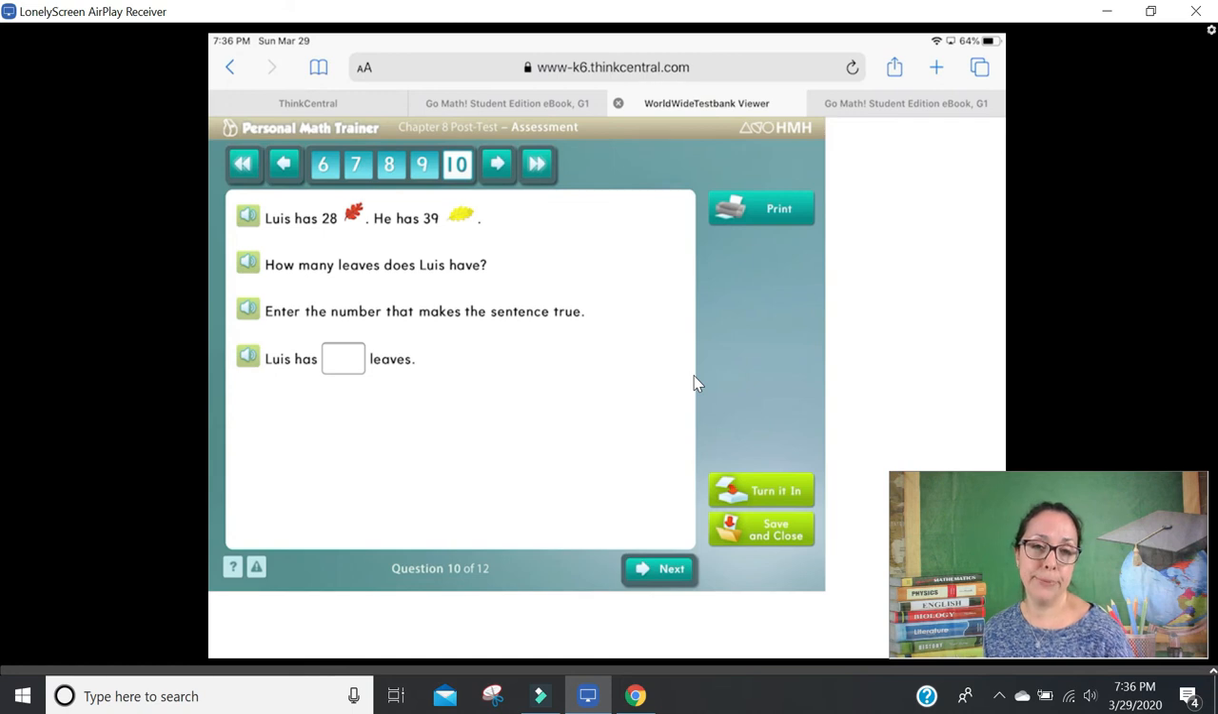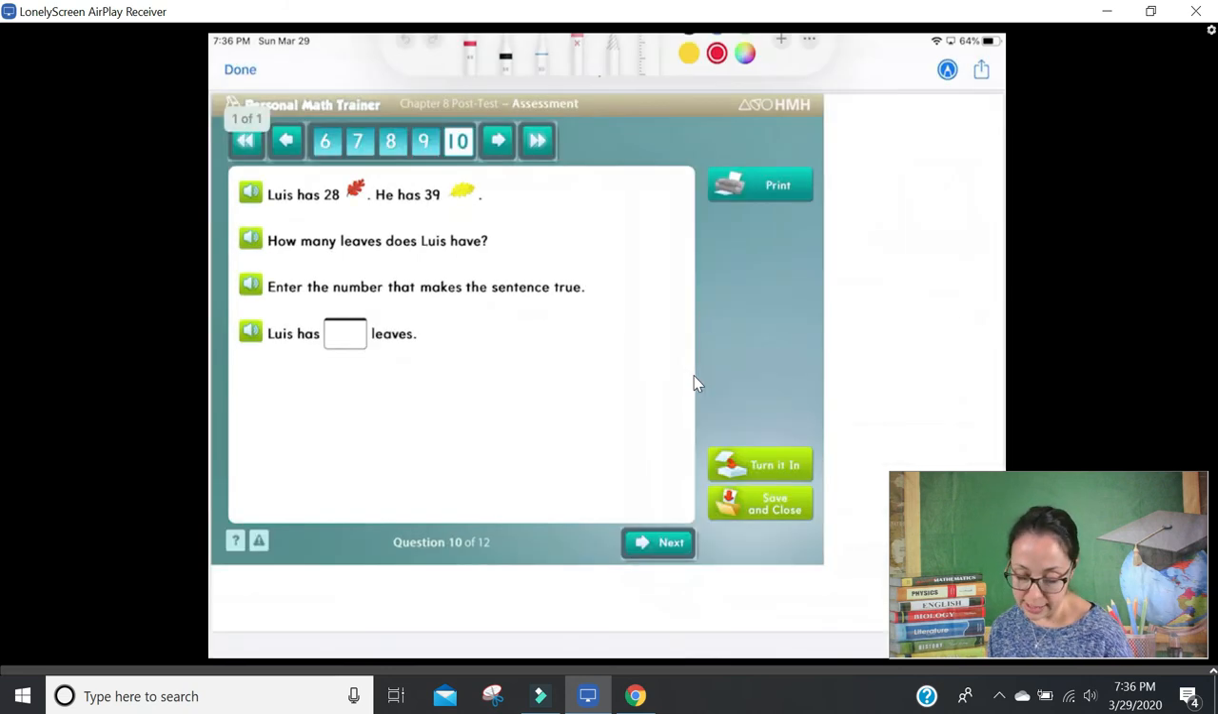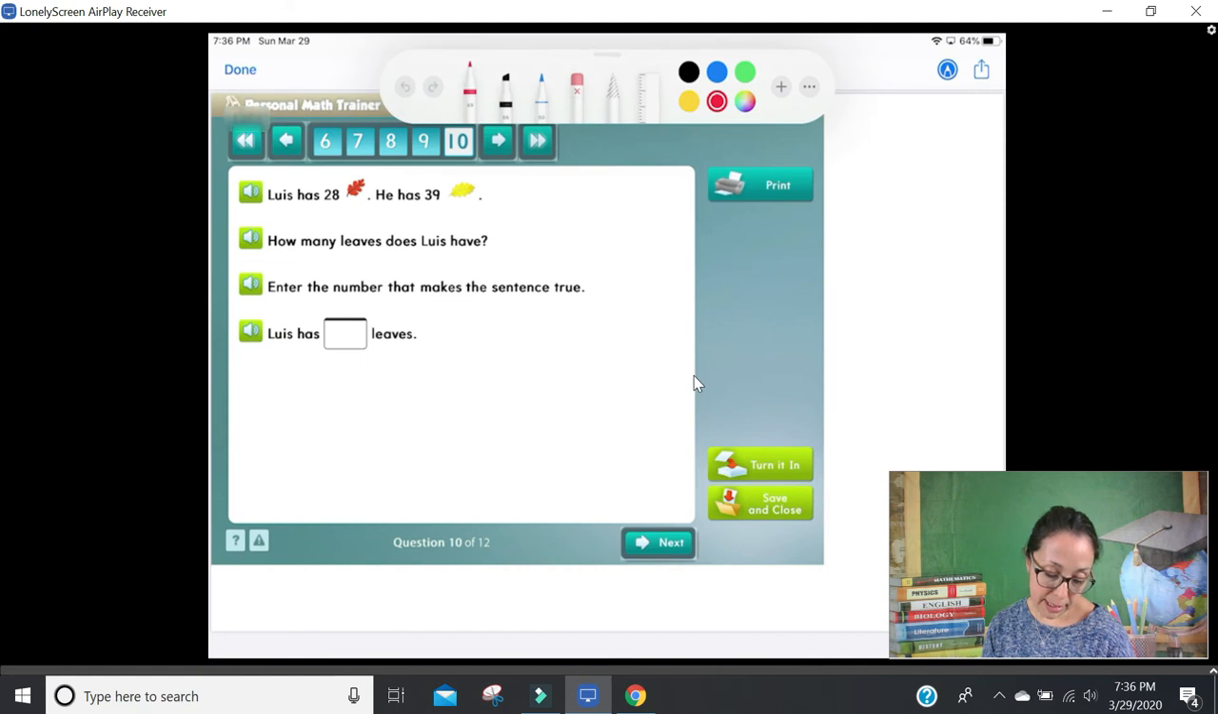Louis has blank leaves. Okay, so this looks a lot like the one that was on the review test. And you can go ahead and use your notebook to draw a model for 28 and draw a model for 39. So ese se parece mucho a la que estaba en el examen del libro. So esté seguro que en el cuaderno dibujas un modelo para 28 y otro para 39. Y cuando tengas la suma, la vas a poner en la cajita.